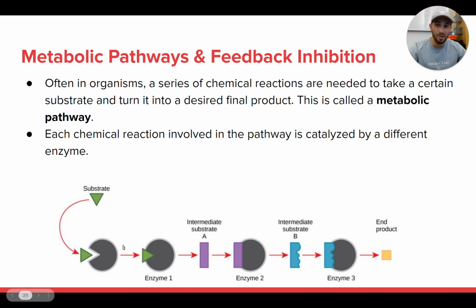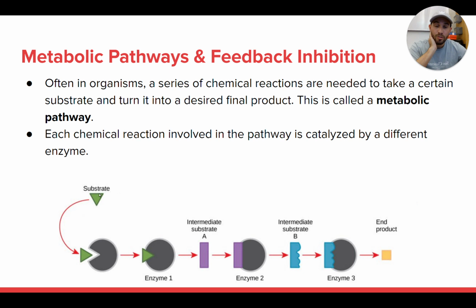So a metabolic pathway is when you have a series of chemical reactions taking place to take this starting molecule and turn it into some final product that the cell desires. And so that's a metabolic pathway. So in this picture, you can see that there's this green triangle substance that we're starting with. And in the cell, they want to take this green triangle and turn it into this yellow square because they need the green triangles to turn into yellow squares, and they're doing something important with the yellow squares. But there's not one single reaction that can do that.